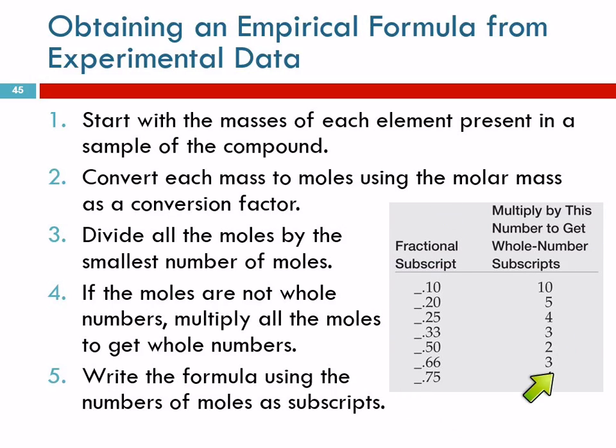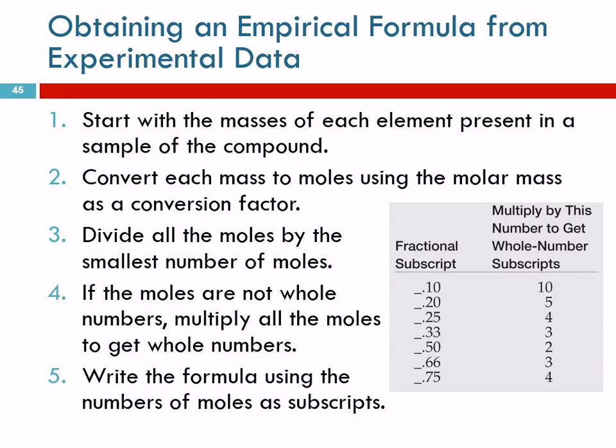So this is a table that some of you may find helpful, some of you won't need it. If you have a fractional subscript, if you end up with 2.5, right? 0.5 is the fractional equivalent of 1/2. So if we multiply by 2, we'll get a whole number. 0.33 is a third. We multiply by 3. So you could use the table.